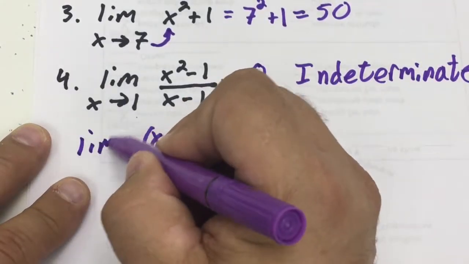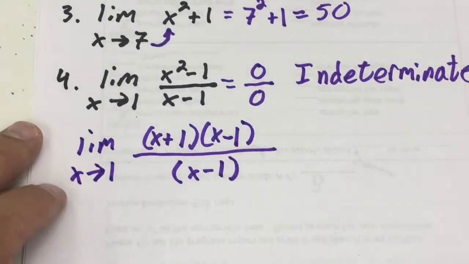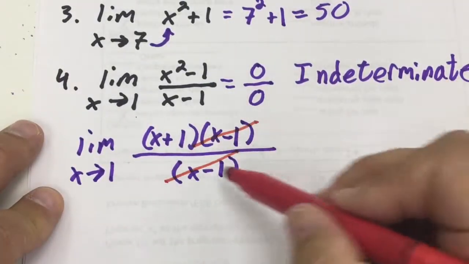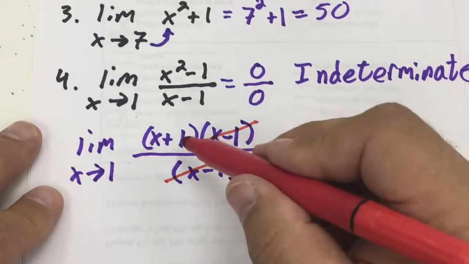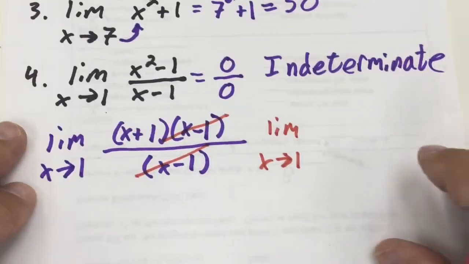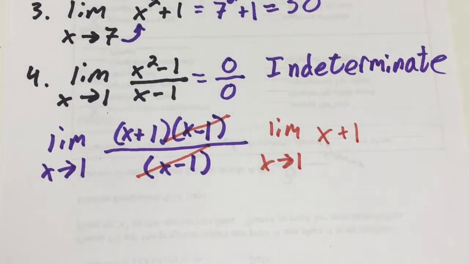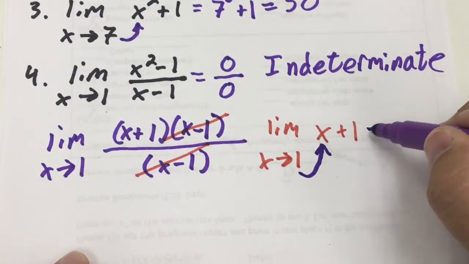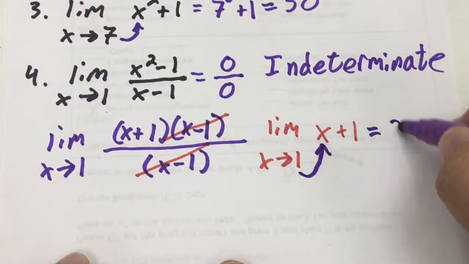I'm still going to write the word limit as x approaches 1. I still can't do direct substitution. I'll still get 0 over 0. But once I cancel these out, and that would be a hole. There would be a hole located at x equals 1 because they cancel out. I'm going to find the limit as x approaches 1 of just x plus 1. Now notice I can do direct substitution and put the 1 in for the x, and that will give me 1 plus 1. So the limit as x approaches 1 of this is actually going to equal 2.